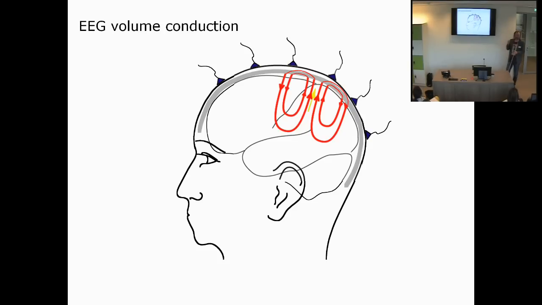Of course, this is a very local phenomenon. So what you should think of is, well, you have a small pool of neurons.